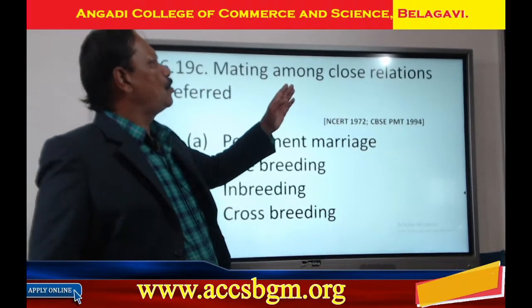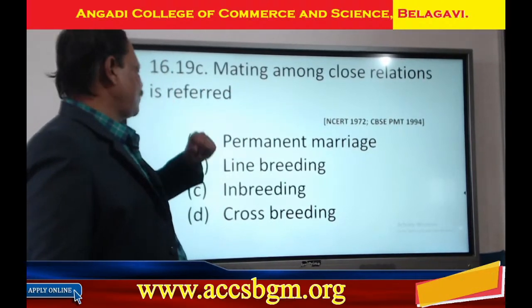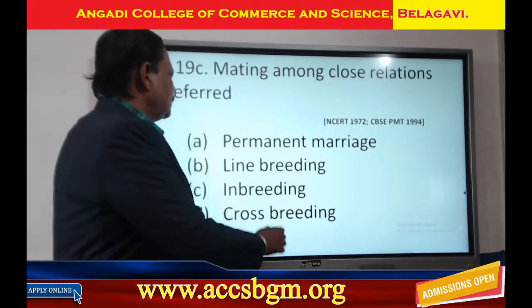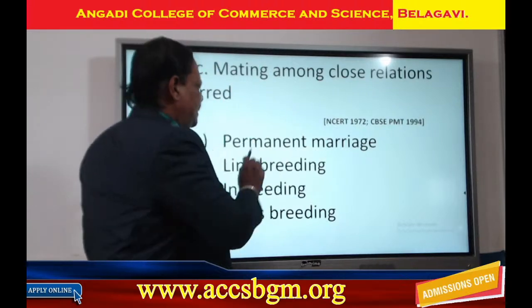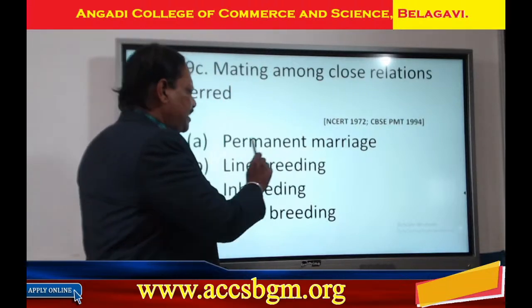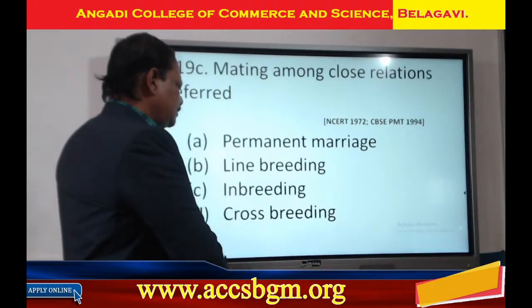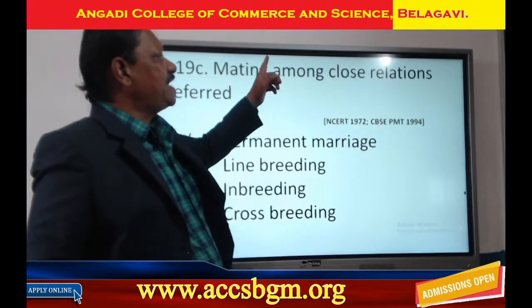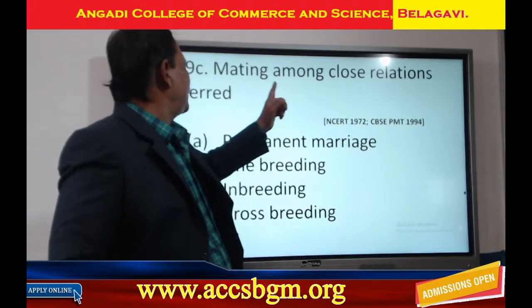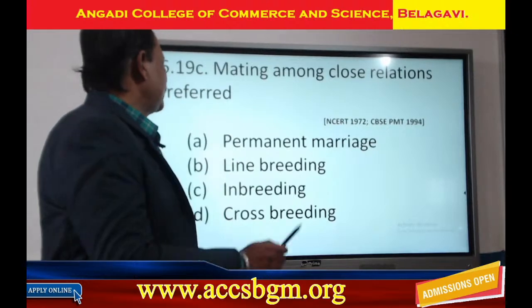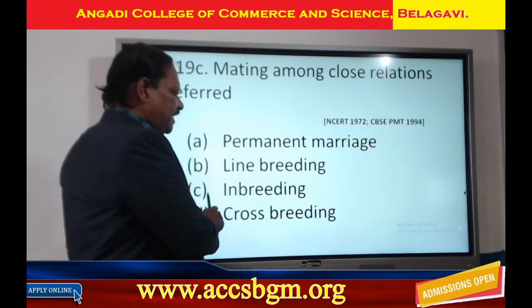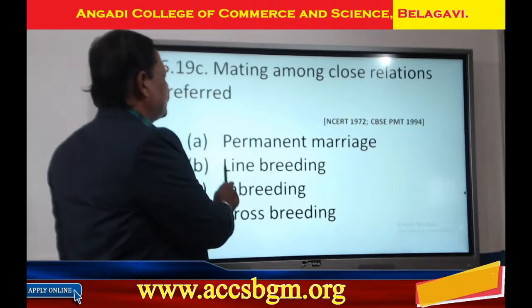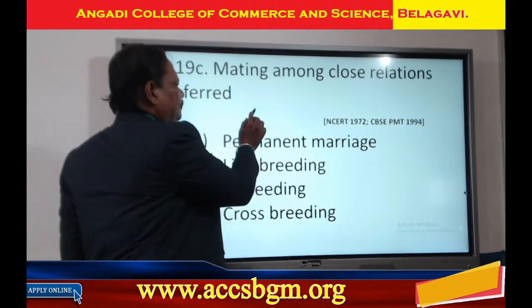Mating among close relations is referred to as what? The options are permanent marriage, line breeding, inbreeding, crossbreeding. Mating among close relations is referred to by option C, inbreeding. So the inbreeding process is referred to here. So, next one.